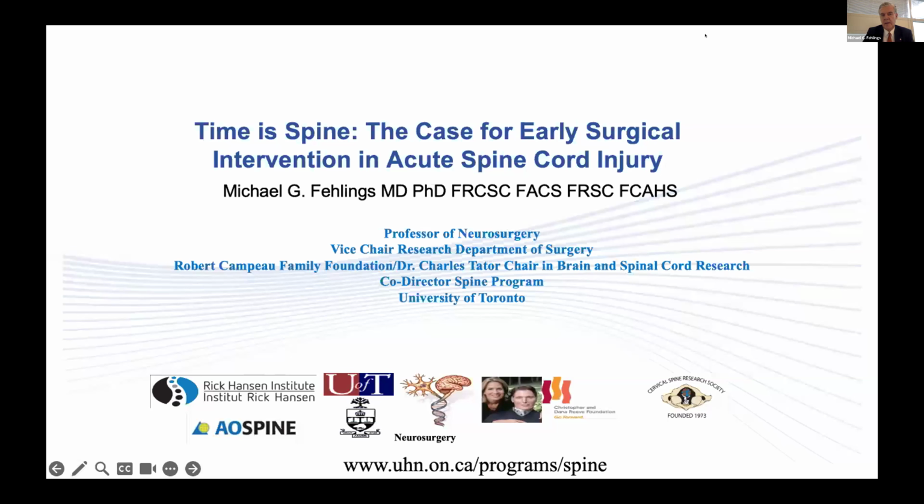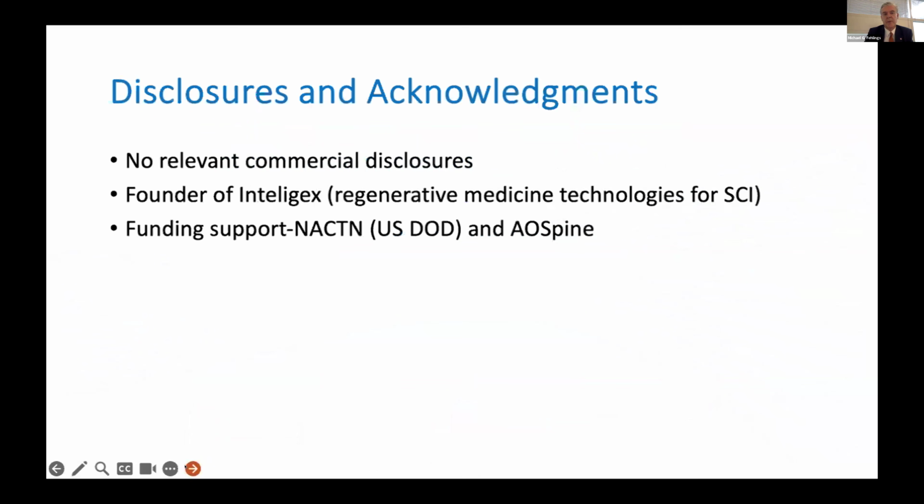So I'll be talking about the concept of time is spine and the case for early surgical intervention in acute spinal cord injury. It needs to be emphasized at the outset that these are guidelines. They don't replace individual decision making on a case. There's a lot of personalization that is required for sure.